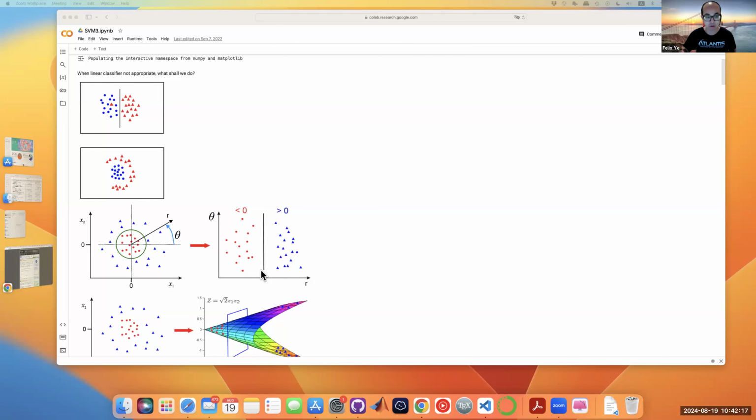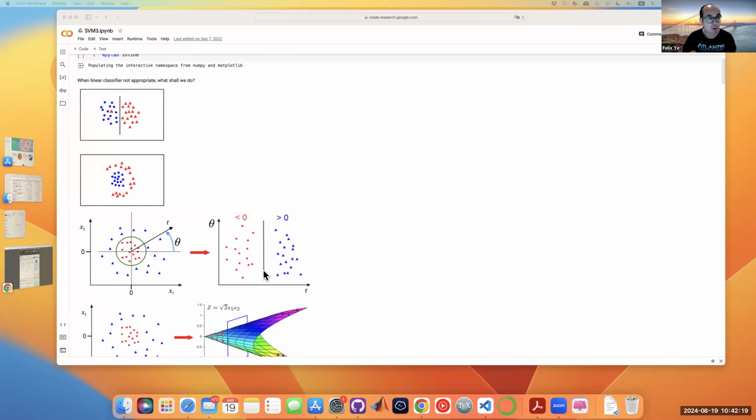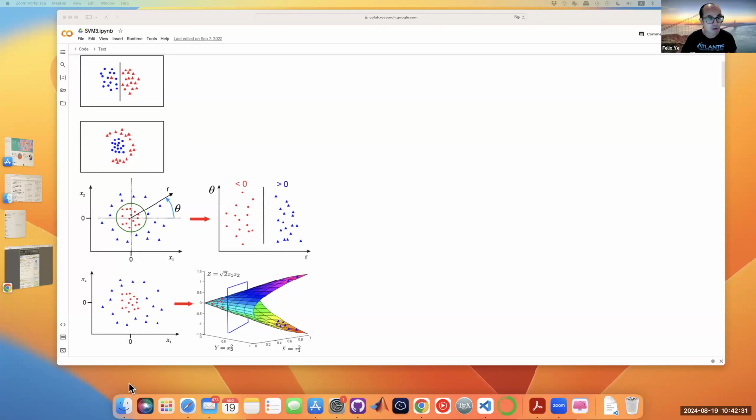Previously, in the hard margin and soft margin, I only used the linear classifier, but in a lot of cases, maybe a linear classifier is not good enough. You actually need to lift up your dimension into much higher dimensions. So this is very important. Once you lift up into much higher dimensions, the data could be linearly separable. The most important thing is you need to find the right coordinates to work with.